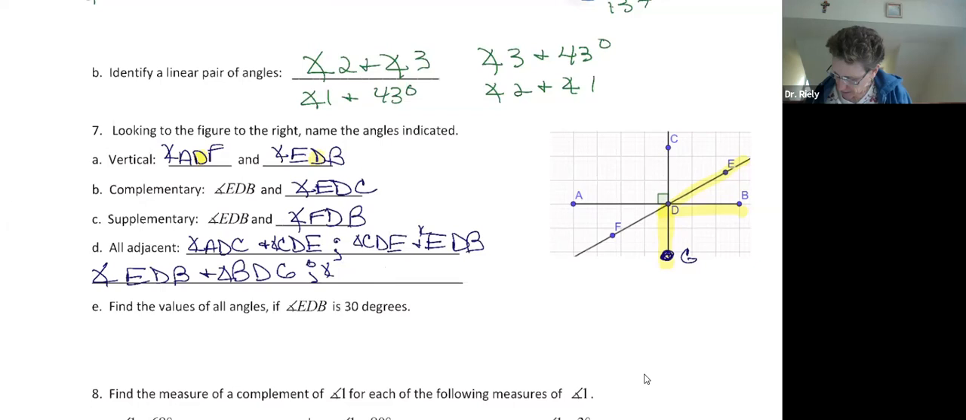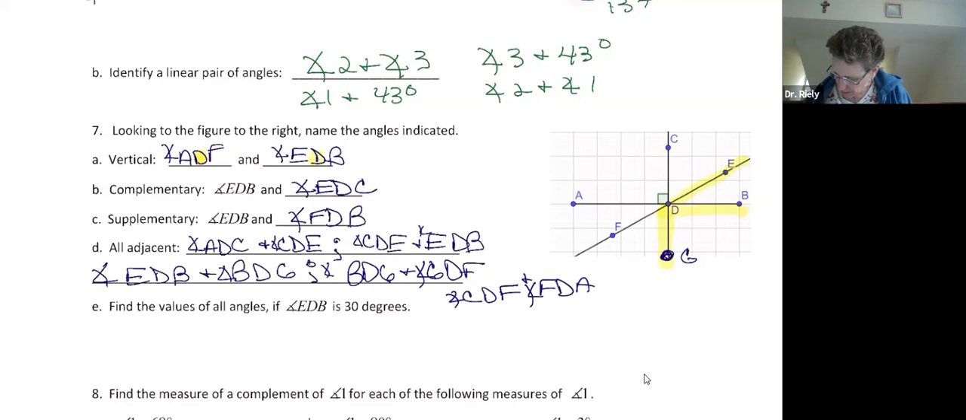So then once again, BDG is adjacent to GDF, and GDF is adjacent to FDA. Okay, so I named a whole bunch of adjacent angles. So I just went around the circle. When I came full circle, I was done with my pairing.